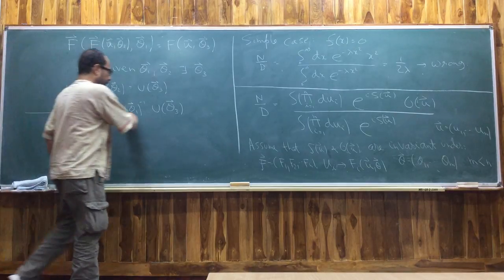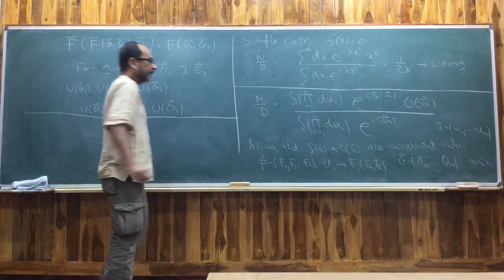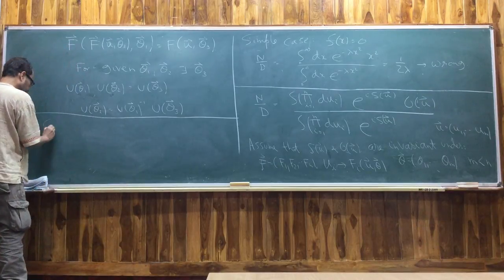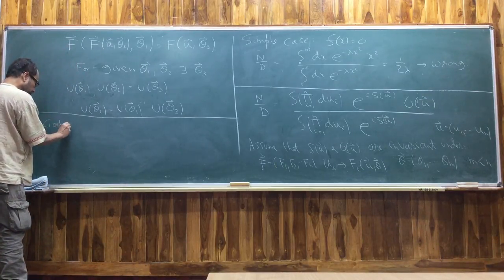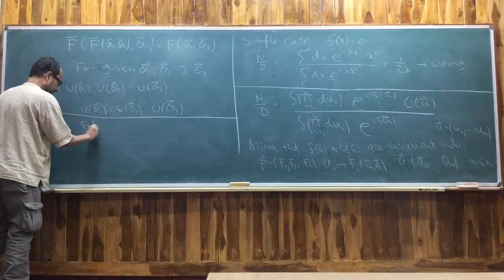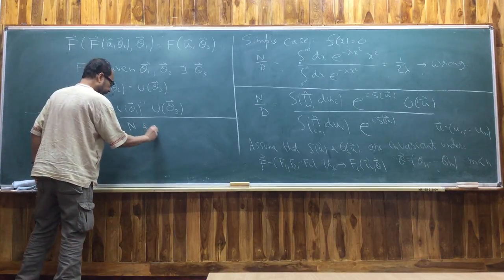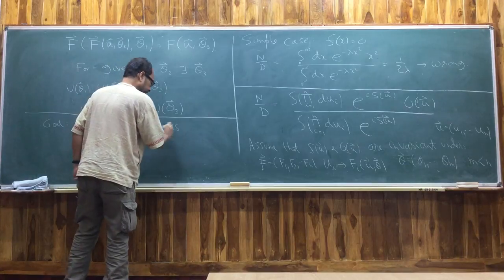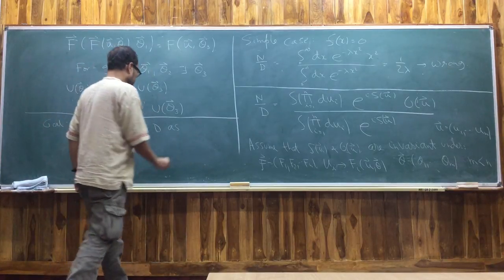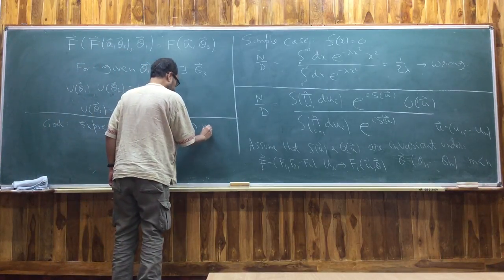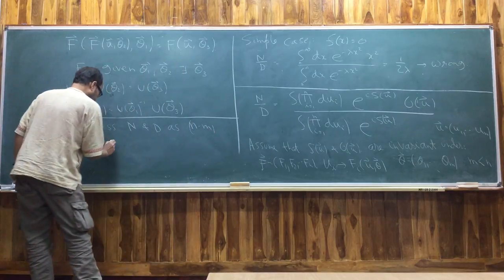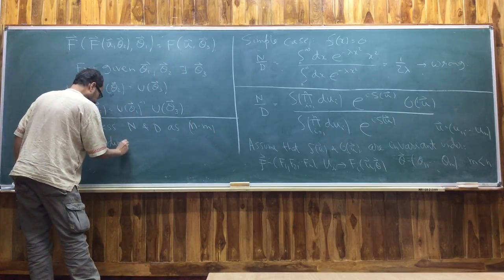So based on these properties, what is our goal? Our goal will be to express N and D as N minus M dimensional integers.